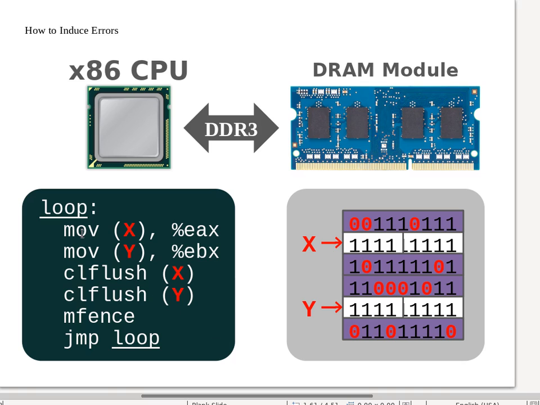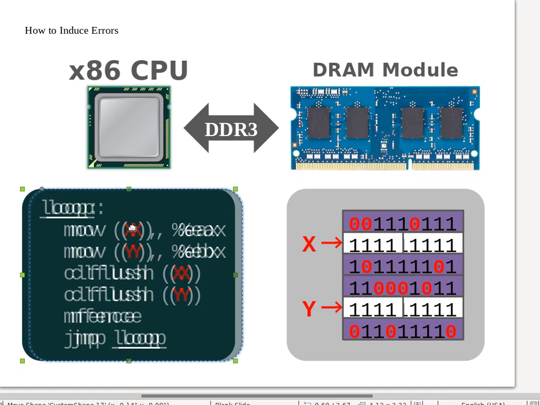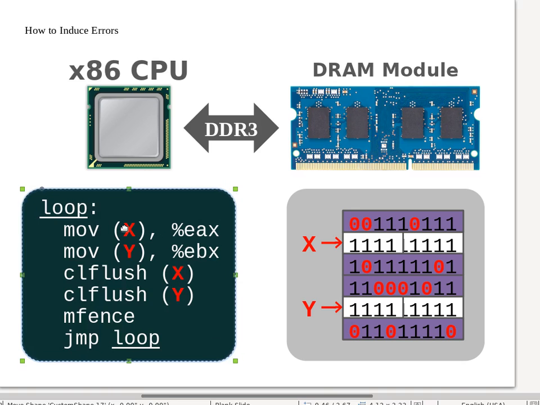So here are some x86 instructions. You want to move the X value to EAX, and then you want to move to Y down here, and then you want to keep flushing these two so that they don't get stored on the CPU. They're constantly being written to DRAM. And then mfence is just a way to make sure that you pause until cflush is done, and then you jump back up to the loop.